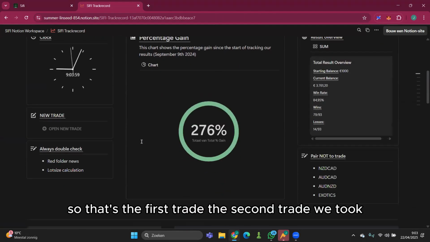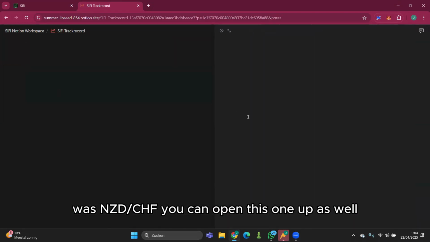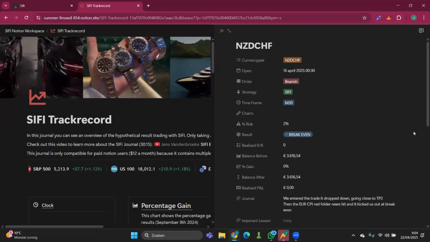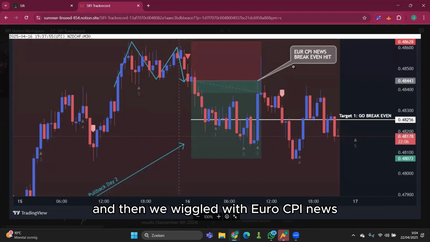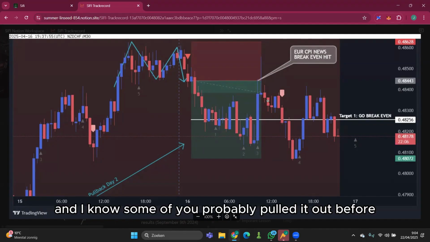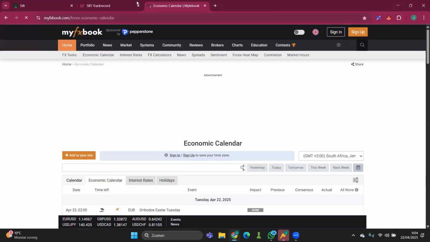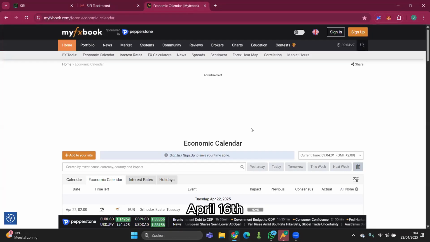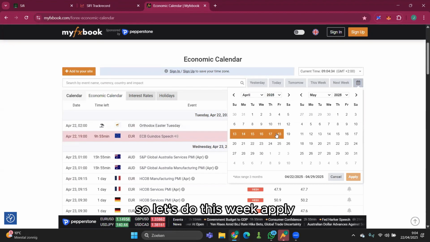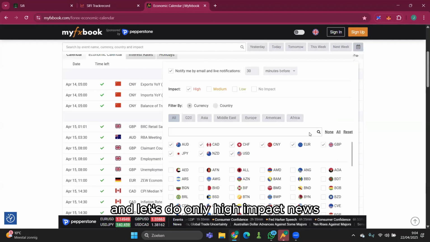The second trade we took was NZD CHF. You can open this one up as well. With NZD CHF, we can see that we went to target 1, and then we wicked with Euro CPI news. And I know some of you probably pulled it out before, which is great. The economic calendar. What date was this? April 16th. So let's do this week. Apply. And let's do only high impact news.